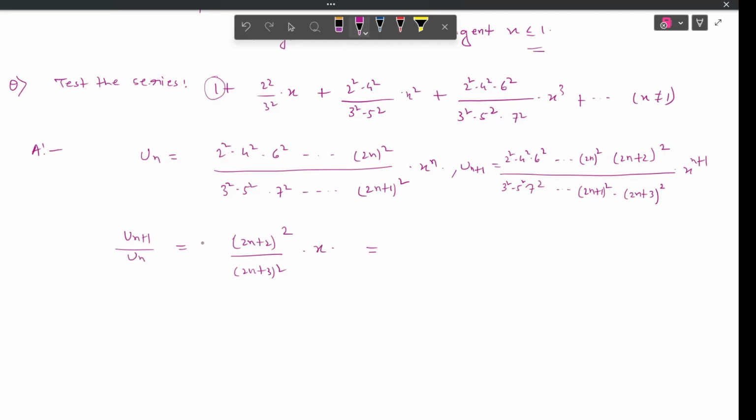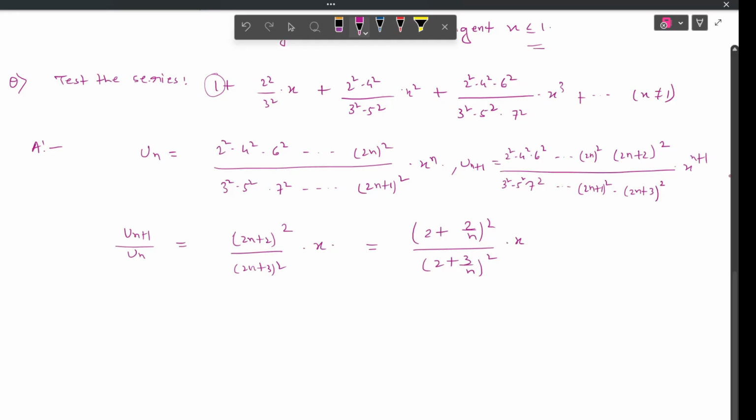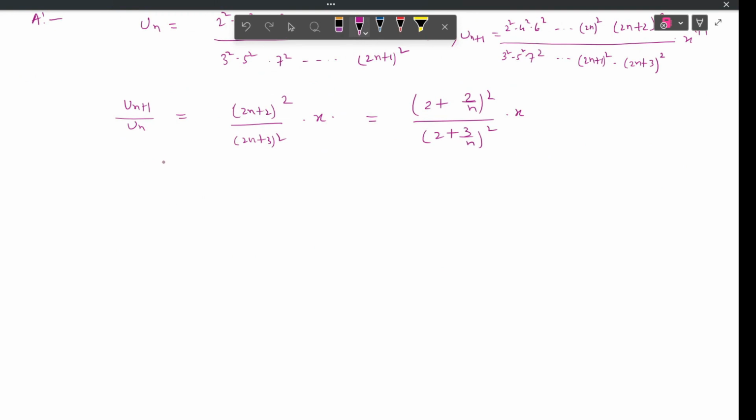Now if we take n common from this, it will cancel out, and it will be 2 plus 2 by n square by 2 plus 3 by n square into x. Because see, we have to arrange in this manner, because we know that we have to take limit n tends to infinity. So limit n tends to infinity, u of n plus 1 by u of n would be limit n tends to infinity of 2 plus 2 by n square by 2 plus 3 by n square into x. This will be 0, this will be 0, 2 square is 4, 4 by 4 is 1, that is x.